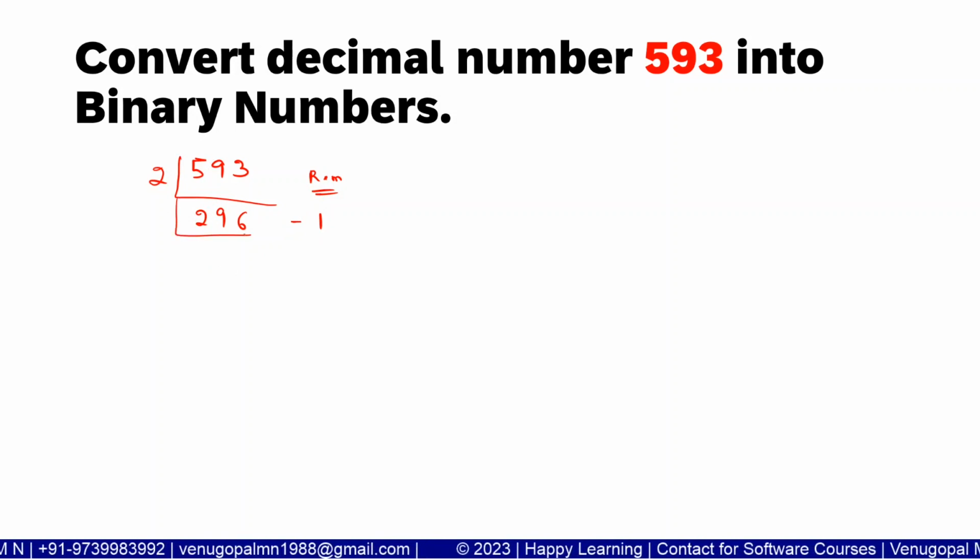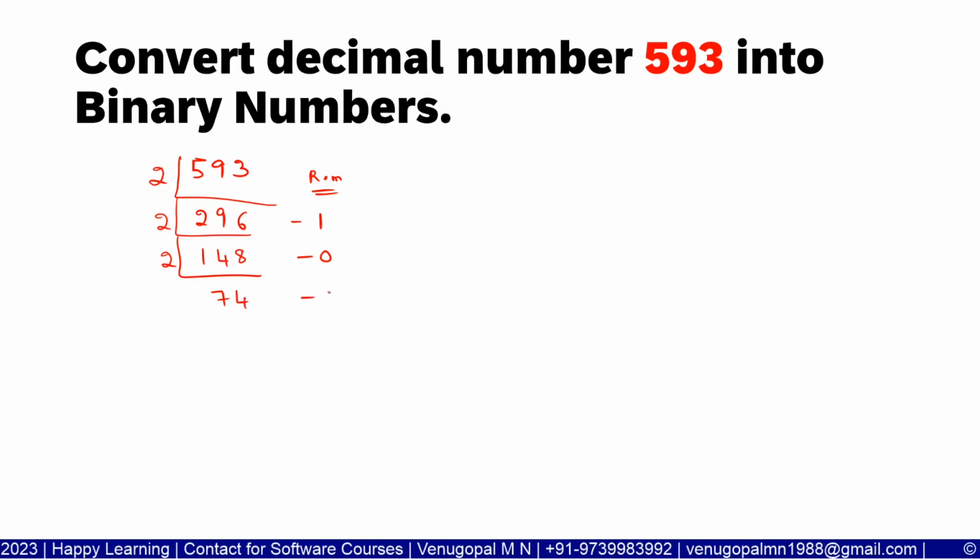And then again 296. Take 2. Since the quotient is not 0, repeat that division by 2 process. 2 1s are 2, 2 4s are 8, 2 8s are 16. Remainder is 0 since it's an even number. Again 2 7s are 14 and 2 4s are 8. Remainder is 0. Since the quotient is not 0, repeat the process. 2 3s are 6, 2 7s are 14. Remainder is 0.